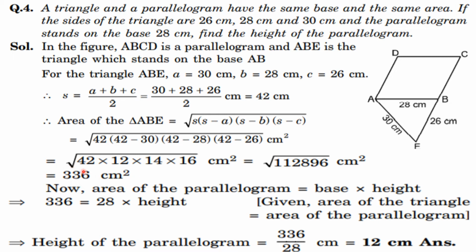What is the area of the triangle ABE? 336 is equal to, this is area of the parallelogram. We are equating the two quantities. Understood this statement, children? This implies height of the parallelogram is equal to 336. We are sending 28 to this side, then it becomes by 28. So 336 by 28 centimeters. Understood this step, my children? By simplifying these two numbers, we get 12 centimeters. This is the height of the parallelogram.